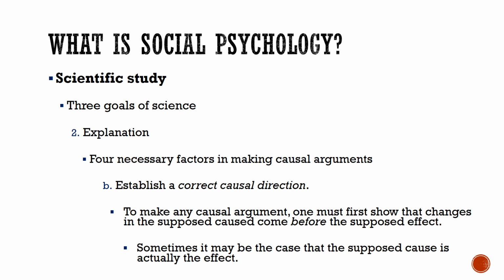For instance, let's say I'm trying to make the causal argument that belief in the Bible as the Word of God causes variations in attitudes towards homosexuality. This makes sense, but the causal direction legitimately and logically could be the other way around. For instance, people's attitudes towards homosexuality could have an effect on their beliefs about the Bible.